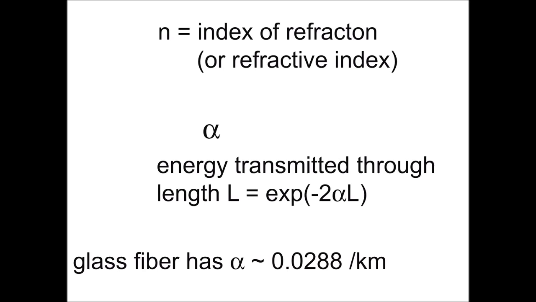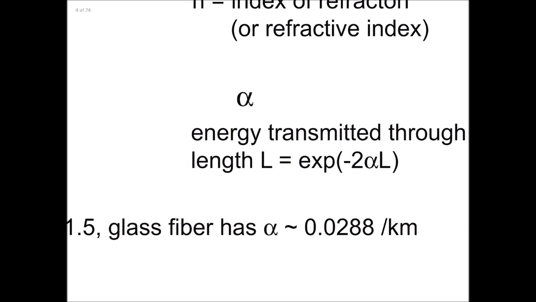So for example, when we talk about glass fiber, the optical fiber that we use in optical communication, it has a value of alpha which is very low, 0.03 per kilometer. And that essentially tells you that over a long distance you can perform optical communication without significant losses.